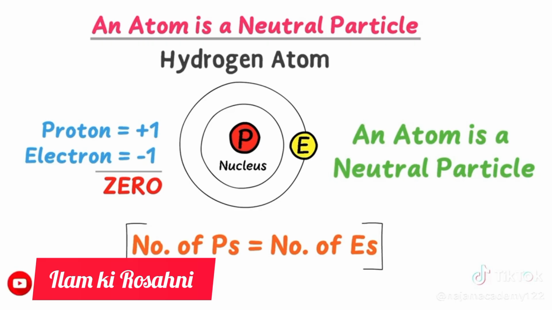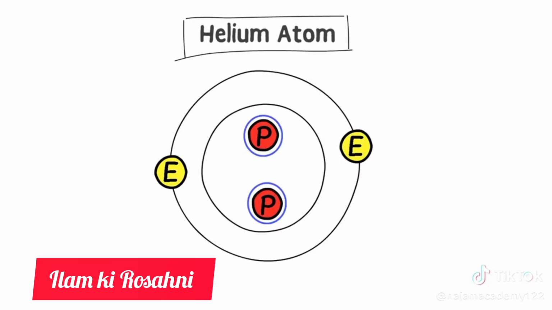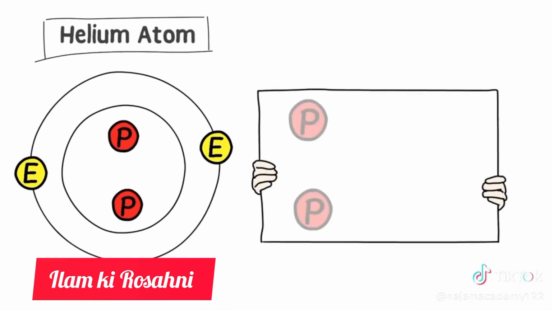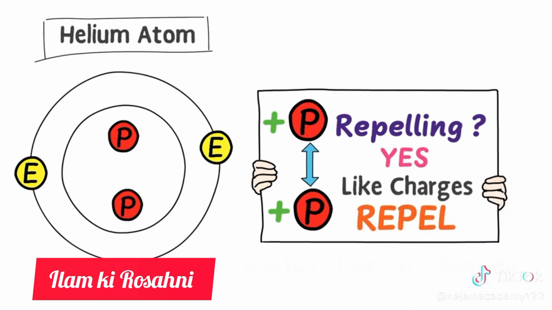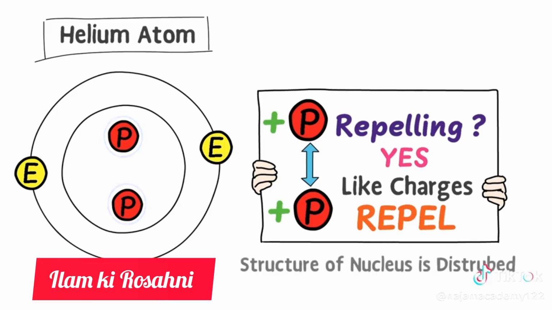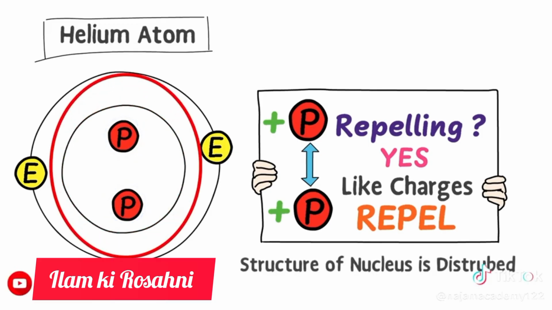Now let me teach you something amazing that happens when the number of protons and electrons increase inside the atom. Let's consider the helium atom. We know that there are 2 protons in the nucleus of helium and 2 electrons that are revolving in the first shell. Now let me ask you, these 2 protons have the same charge, I mean positive charge. Are they repelling each other? Well, the answer is absolutely yes. According to physics conventions, like charges repel each other. If they repel each other, then the structure of the nucleus will get disturbed, which is not acceptable.